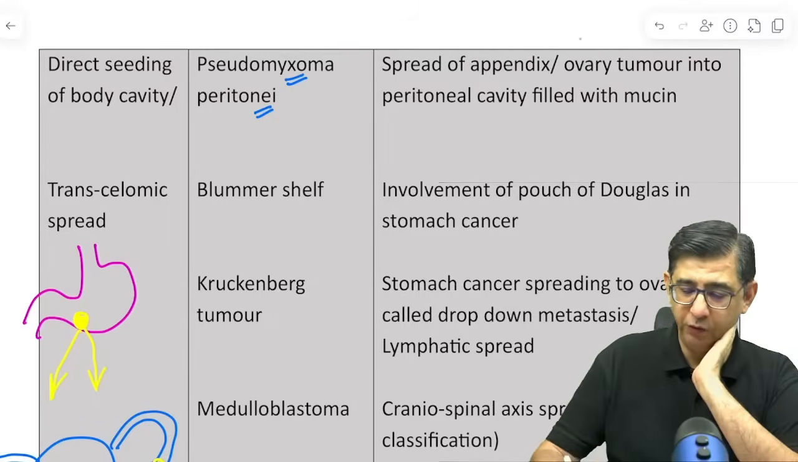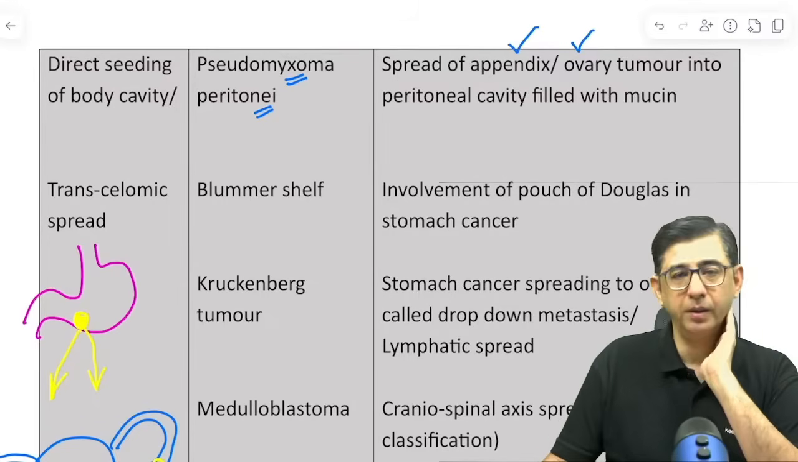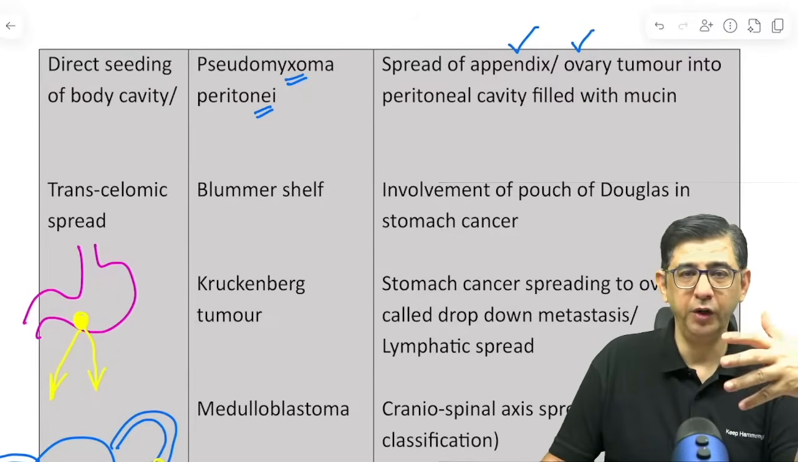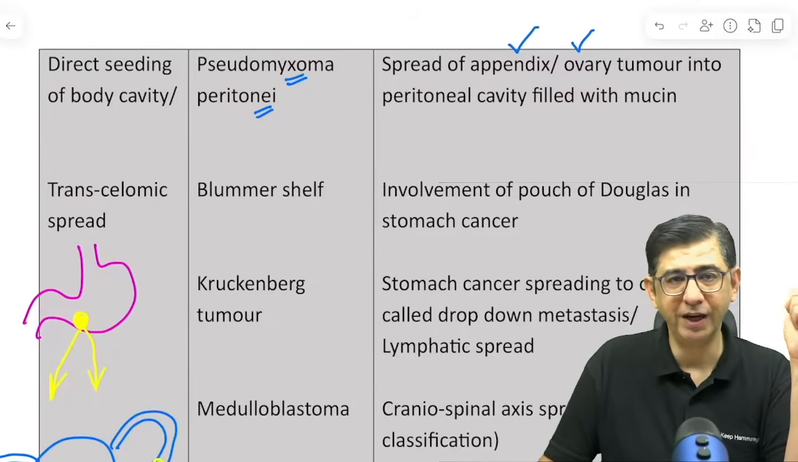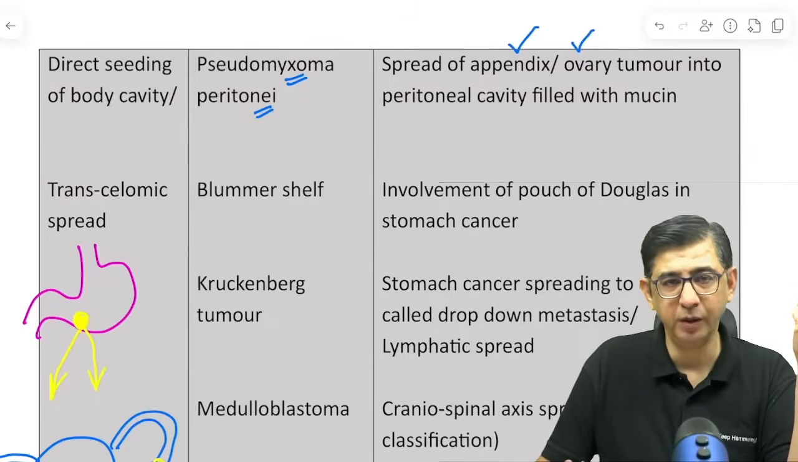And ovarian tumor and appendicular tumor, when they rupture, they will cause spread of mucin into the peritoneal cavity of the patient. So that's one of the direct seedings that we'll come across.